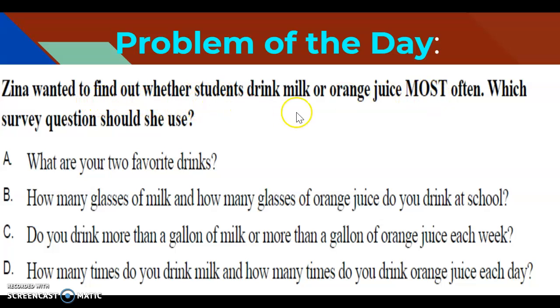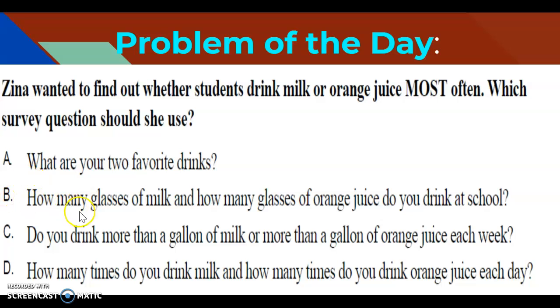So she wanted to find out whether students drink milk or orange juice most often. Which survey question should she use? And our choices are A, what are your two favorite drinks? Does that really answer what we're looking for? So Zena is looking to find out whether students drink milk or orange juice most often. Which one does she drink the most often? Does this question answer that for you? What are your two favorite drinks? That doesn't tell us which one the students drink most often. So A is not going to be a good answer choice for us.